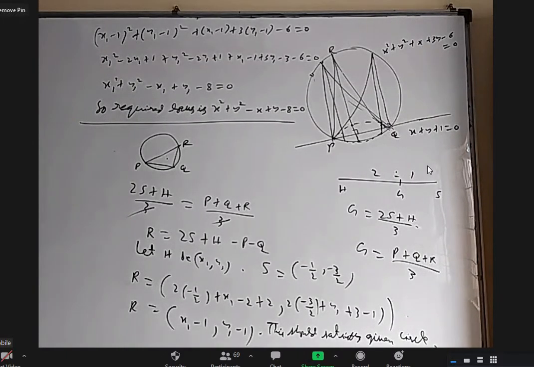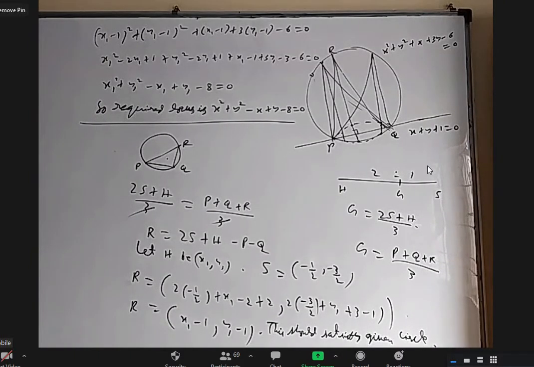Sir, yes, please. Sir, is it three circles passing through P? No, P is a variable point. Q is a variable point. R is also a variable point. Nothing is fixed. The circle is only fixed. What is the locus of the orthocenter of triangle PQR?